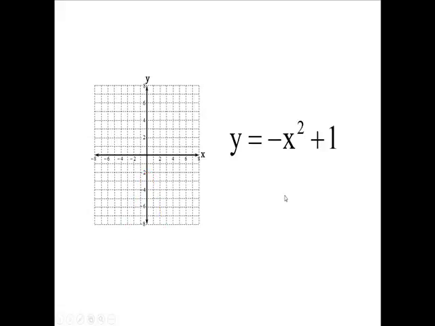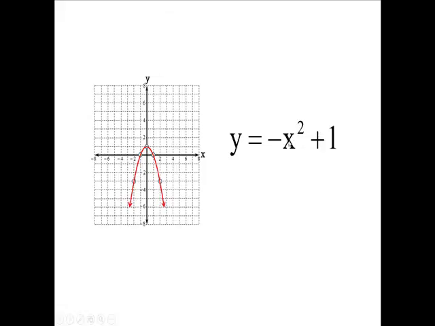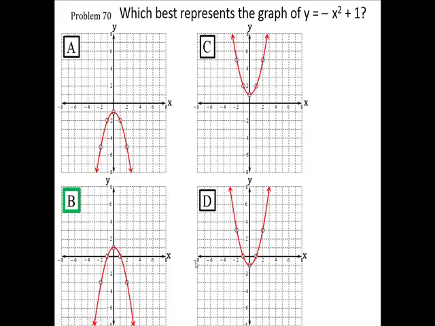Okay, now let's look at this. It's going to head downward, but you're going to be through what? Through the plus 1 right here. Okay? So if this is what we want to graph, we're headed downward, and we're going to go through 0, 1. Which one of these four does that? B.